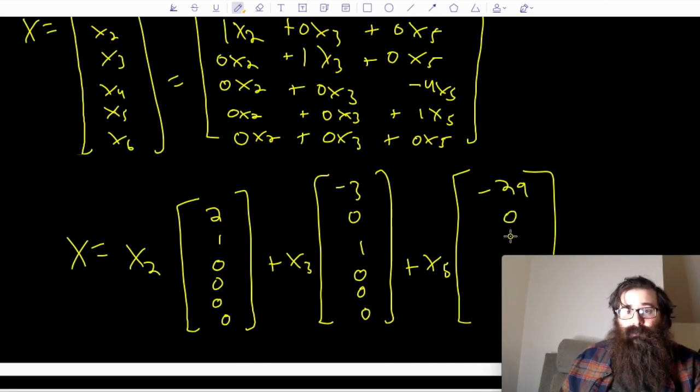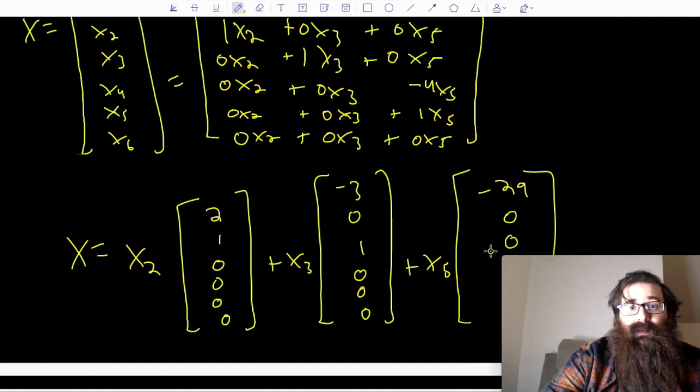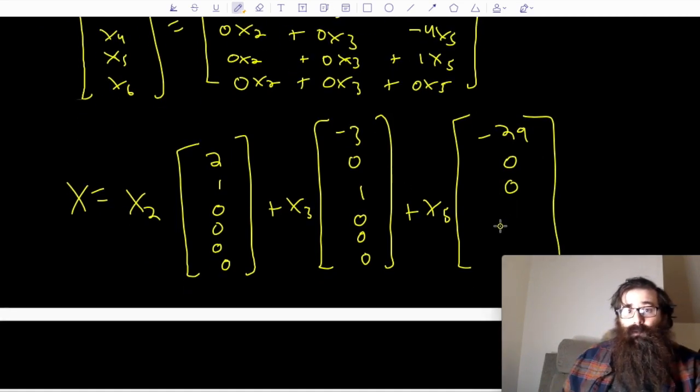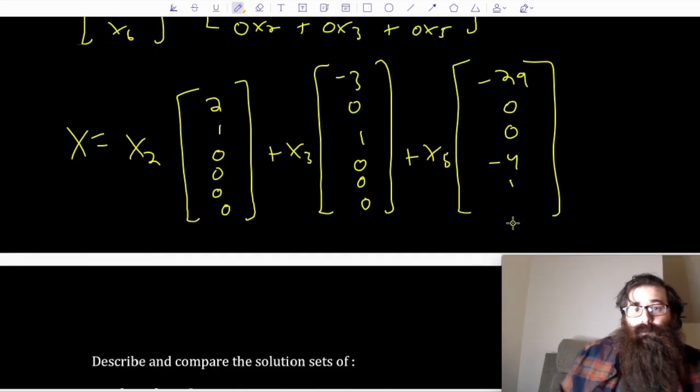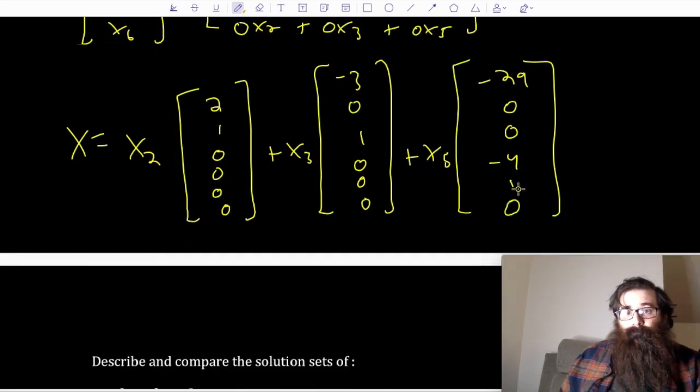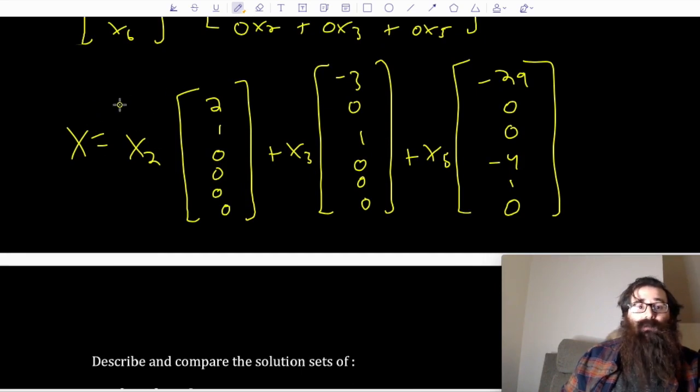What are the rest? I have to get my face out of the way. Negative 4, 1, 0. And this is our parametric vector description of the solution. So here we got it.